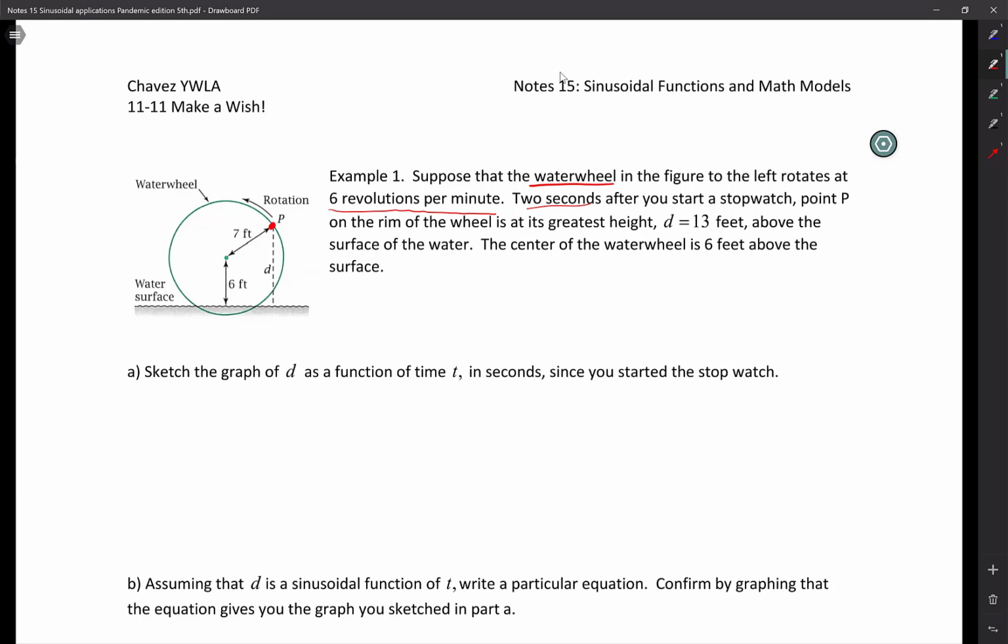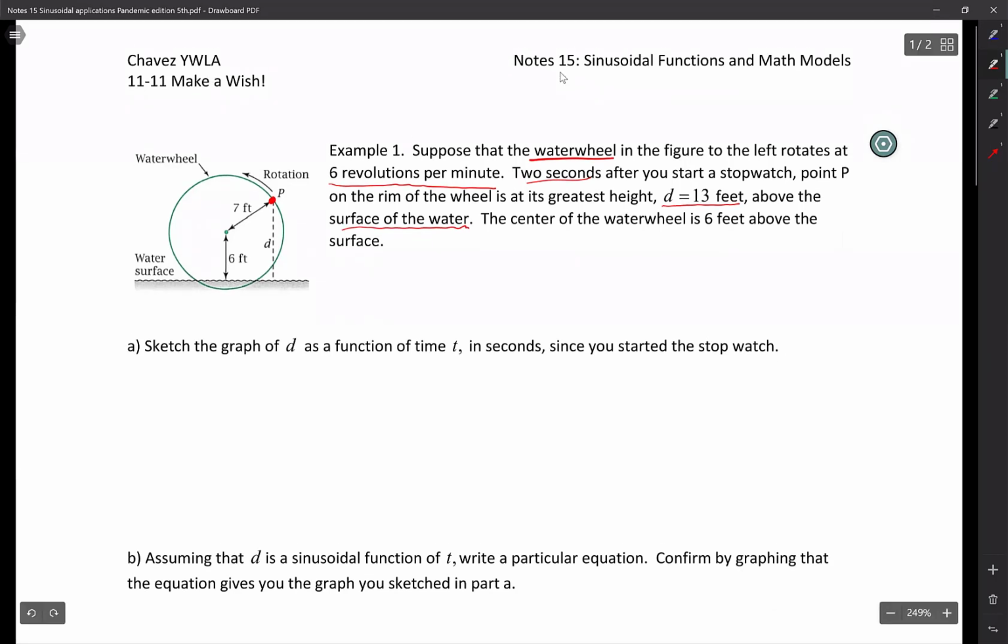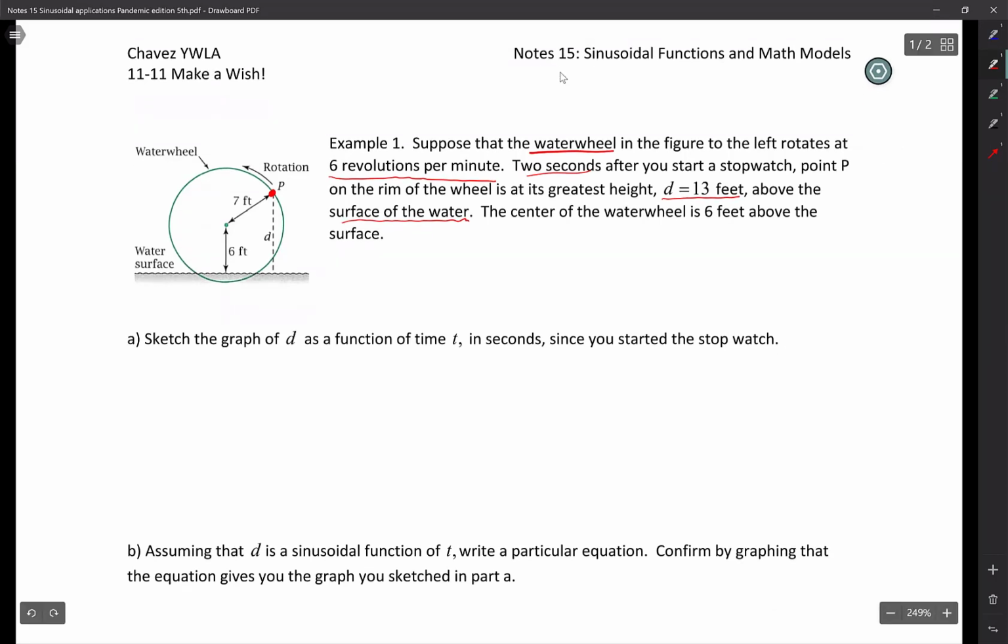2 seconds after you start a stopwatch, point P, this one here in red, is on the rim of the wheel, and its greatest height is at 13 feet above the surface of the water. The center of the water wheel is 6 feet above the surface. Okay, I think we understand what's going on. Reread it one more time if you don't understand the situation.